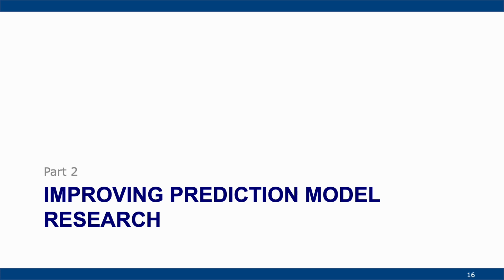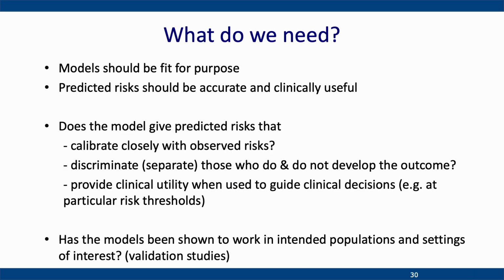Part 2, improving prediction model research. So what do we need? We need a model that's fit for the purpose. So the purpose is important to identify. Why are you developing that model? What are the risks going to be used for? And how is it going to benefit patients? We should be understanding these things before we start to develop a model.